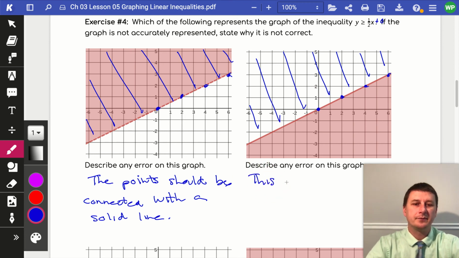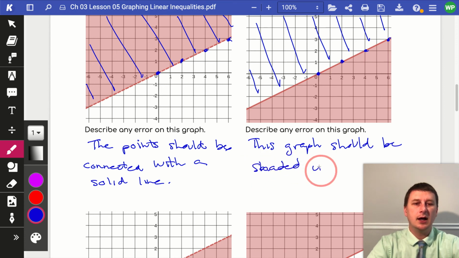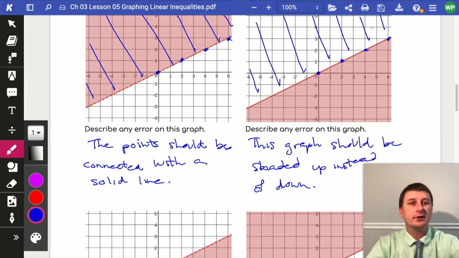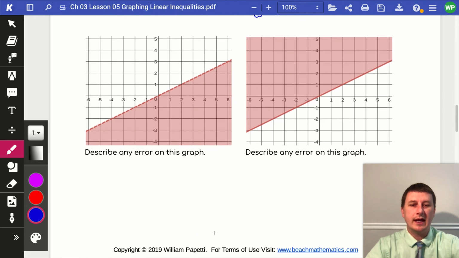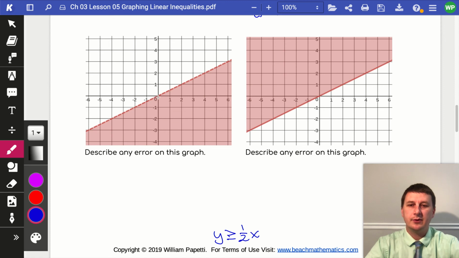This graph should be shaded up instead of down. All right, so we found the error in that graph. Still looking for the graph of y is greater than or equal to 1/2 x. And I'll write it down here just so we remember that we're looking for this inequality. So in this one right here, we have y is greater than or equal to 1/2 x. We have a y-intercept of 0, a slope of 1 over 2.